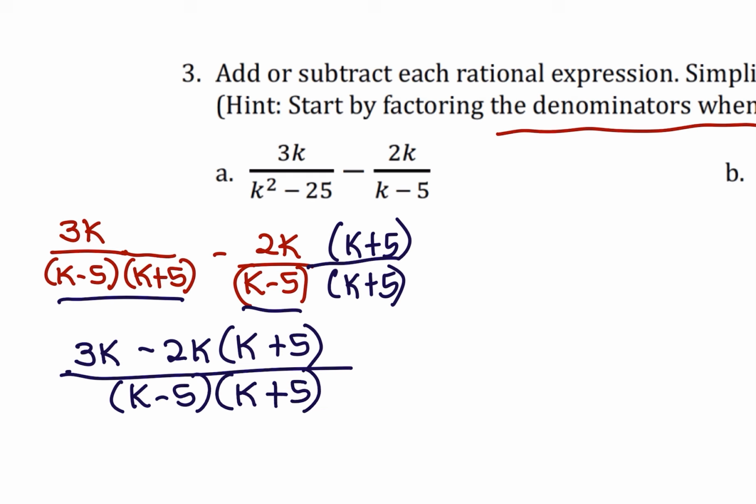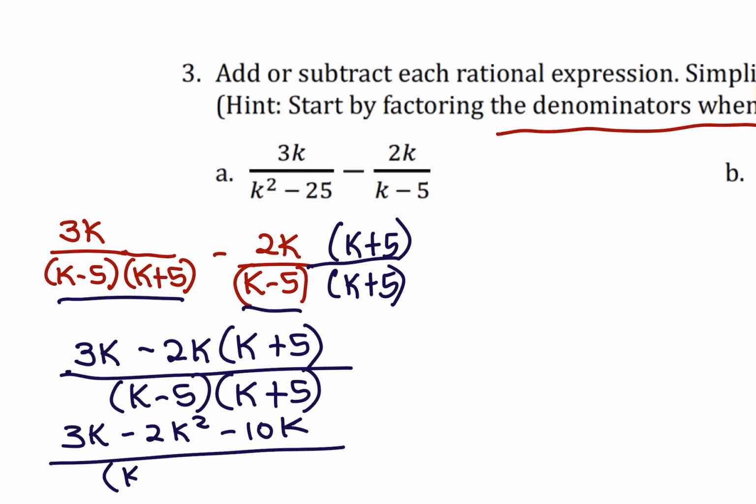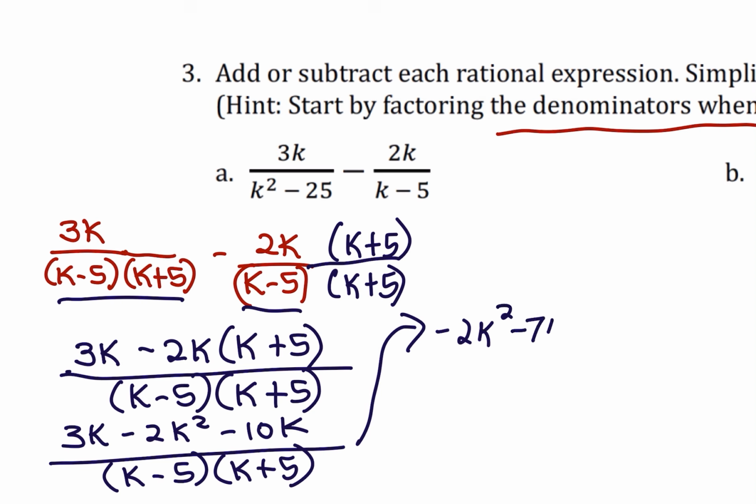And only a couple more steps. Now we have 3k minus 2k squared, because I'm distributing the 2k and it's going to be subtraction. And then make sure you get a minus 10k there. And it's all over k minus 5 and k plus 5. So now we can combine the 3k and the negative 10k, and our final answer is going to be, I'm going to put it in descending order, negative 2k squared minus 7k, all over k minus 5 and k plus 5.